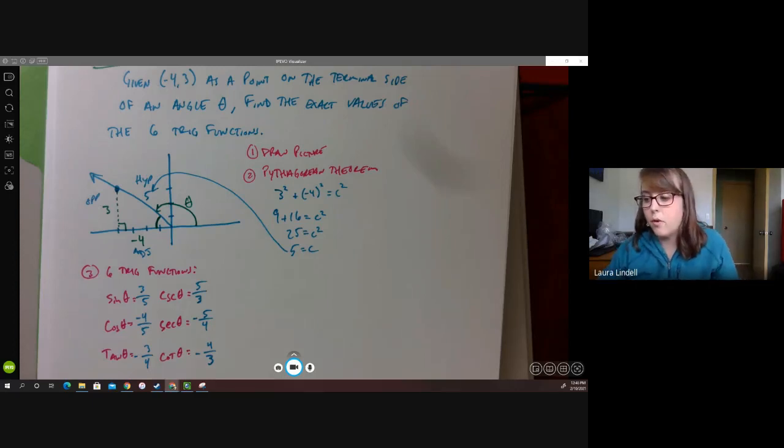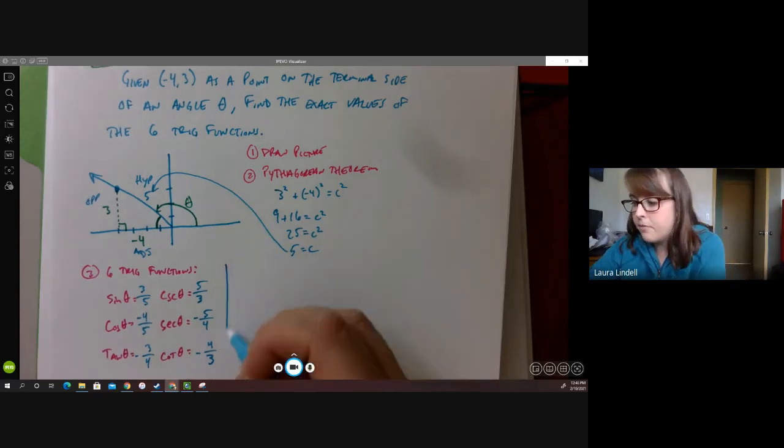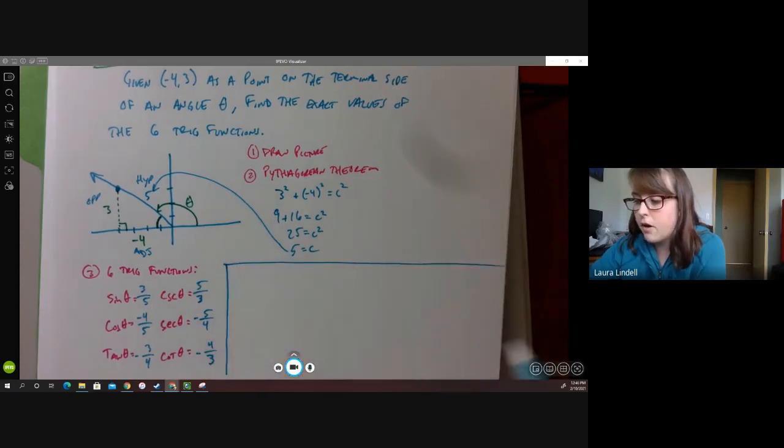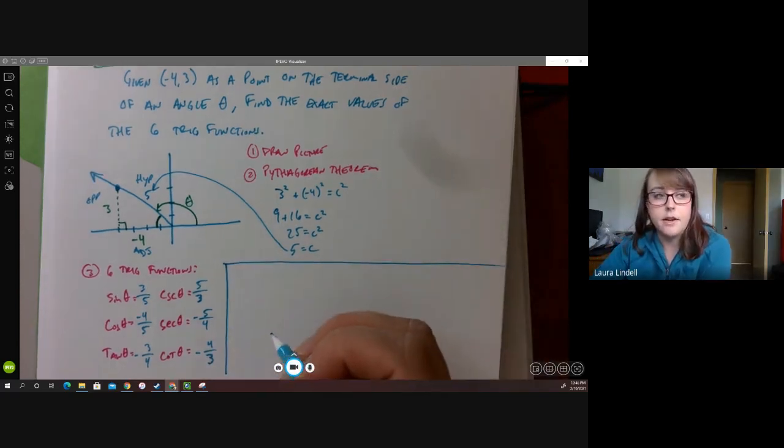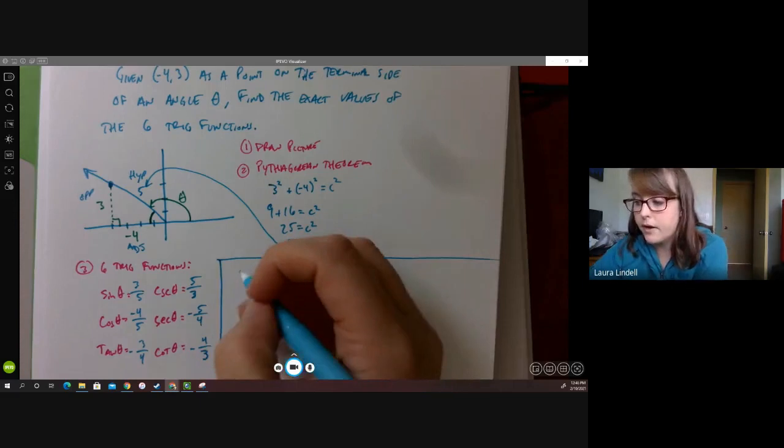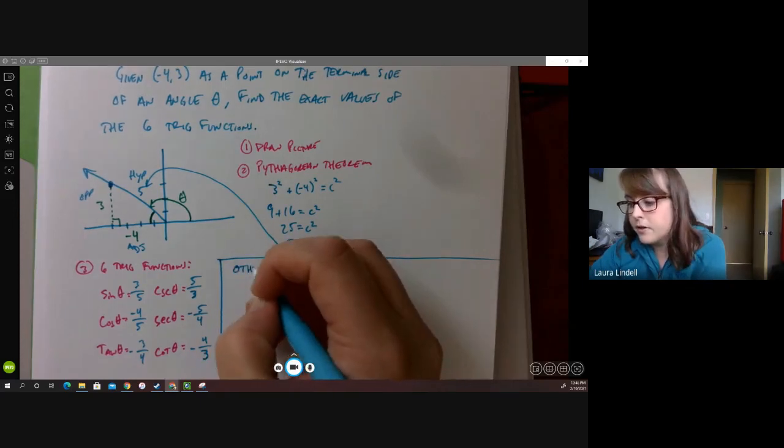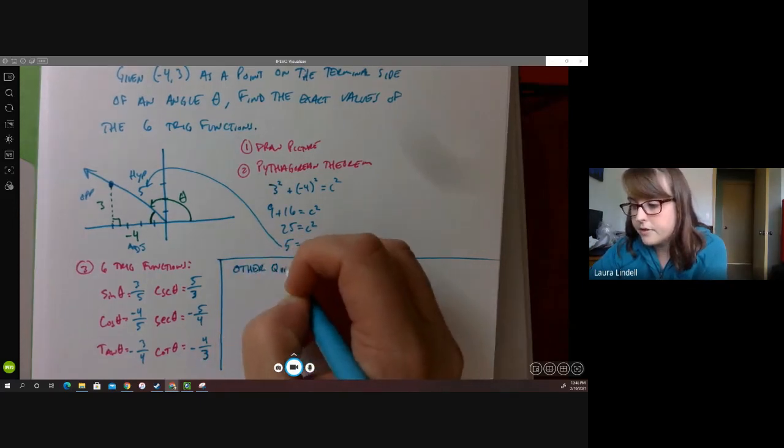If it's in a different quadrant, a lot of times what confuses people is how to draw the triangle and not having a great picture for what's going on. So here's what it's going to look like in other quadrants.